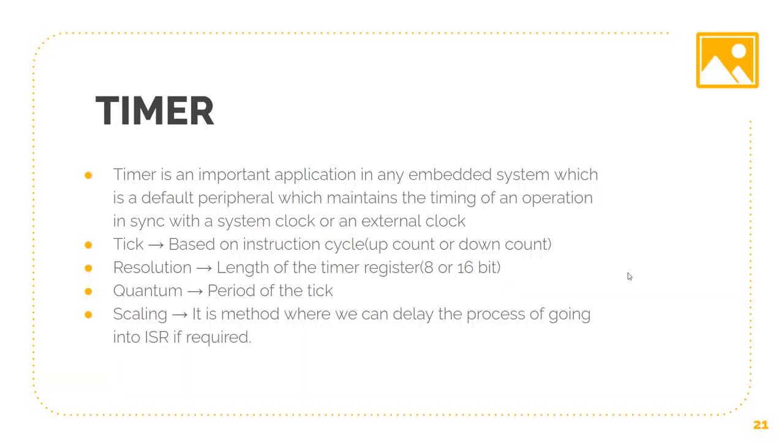Timers. A timer is basically a peripheral in embedded systems which is in control of all the timing and clock. There are a few technical terms when it comes to timers. Tick is the basic instruction cycle of your processor. Resolution is the length of the counter which we use to make the timer happen. Quantum is the period of each tick. Scaling can be used to change your length so that we can fix the timer so that it ticks out after every second or 2 seconds or such.